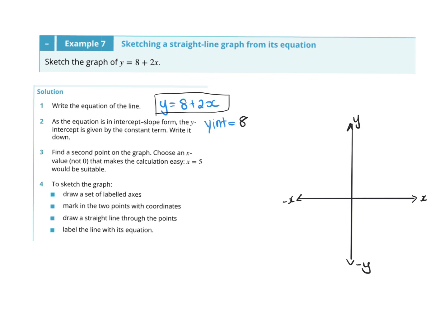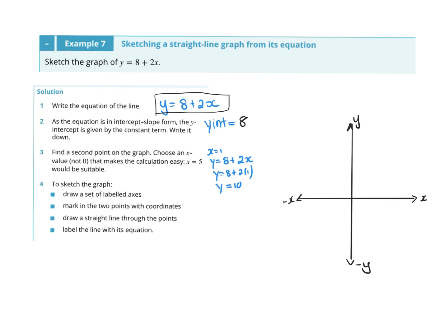Now we need to get a second point on the graph. It says choose an x value, but not 0. Remember yesterday I said choose an x value that's easy. Now they said 5. To me, I reckon 1 would be. So when x equals 1, we'll put it into our formula. It would be 8 plus 2x. So y equals 8 plus 2 times 1. So we get y equals 10.